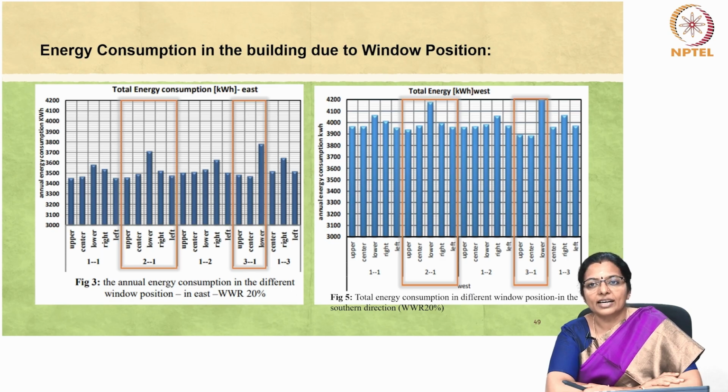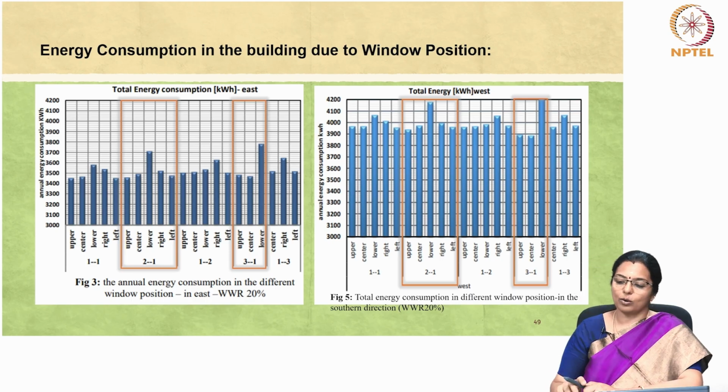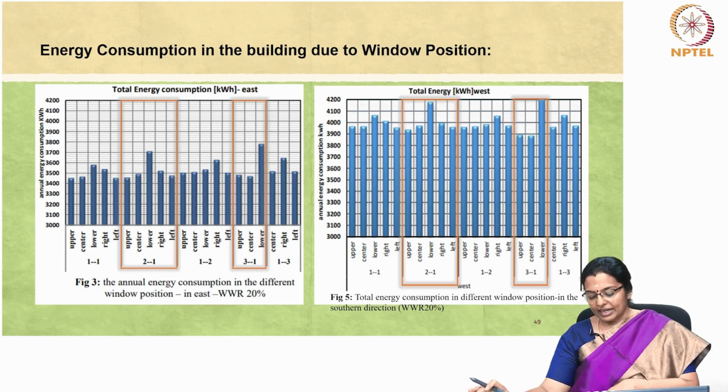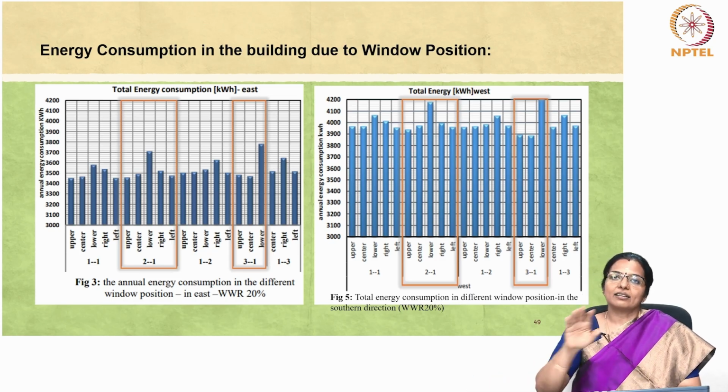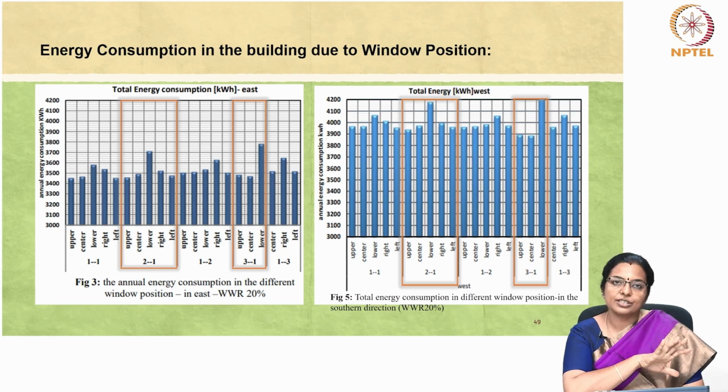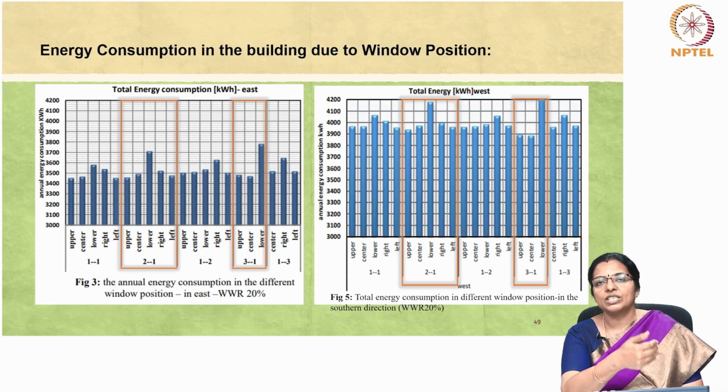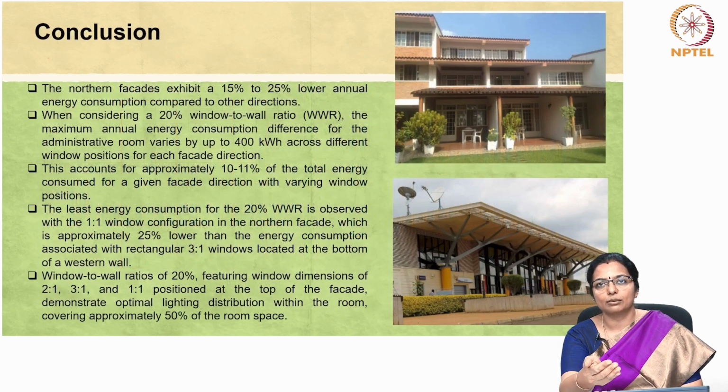The vertical rectangular window configuration yields nearly identical energy consumption across various facade directions and positions, except for the right position, which triggers an increase of approximately 100 kilowatt hours. So, this is a very interesting study where these 5 positions of windows with 5 sizes of windows are taken, and then it is found which has the most effect and which has the least effect on energy consumption.